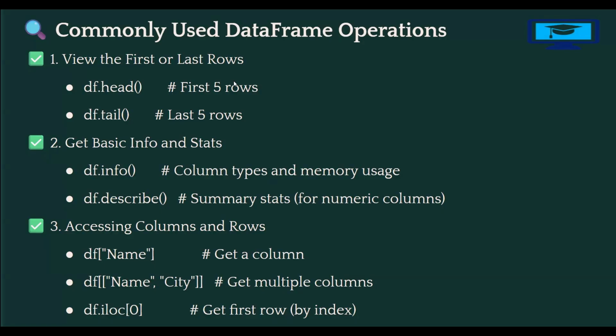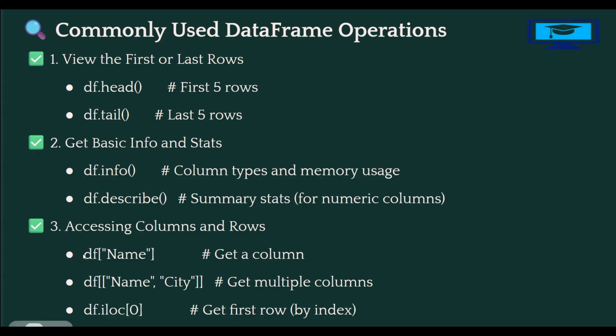Now, when we come to df.info, it gives the info of column types and memory usage. df.describe basically gives a summary of all the columns. It will tell you the maximum value, the minimum value, and the mean, which means the average of the values. It will also give the values in the form of percentiles. So describe means it gives you a complete description of the data.